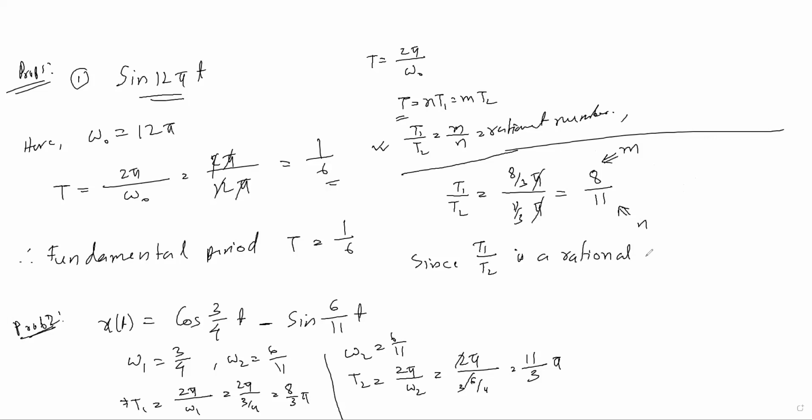what is called a rational number? Can you say what is called a rational number? Since T1 by T2 is a rational number, x of t is a periodic signal. Anybody, any idea what is a rational number?